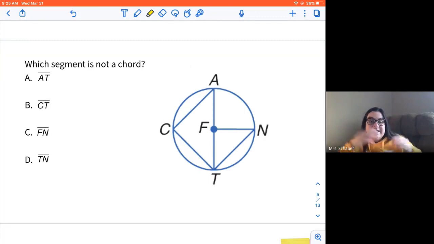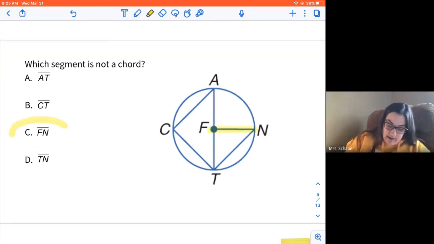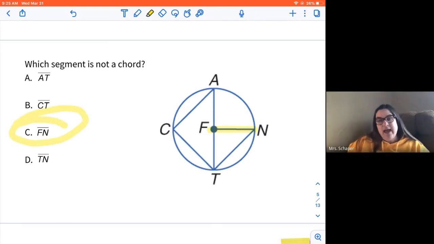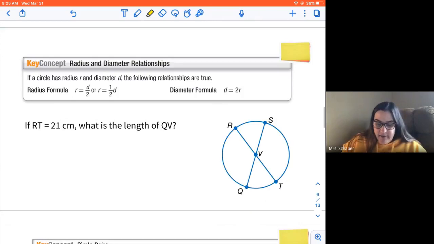Which segment is not a chord? That's going to be FN because it's the radius. Again, AT is a chord, but we call it the diameter because it goes through the center of it. All right. Radius, diameter relationships.